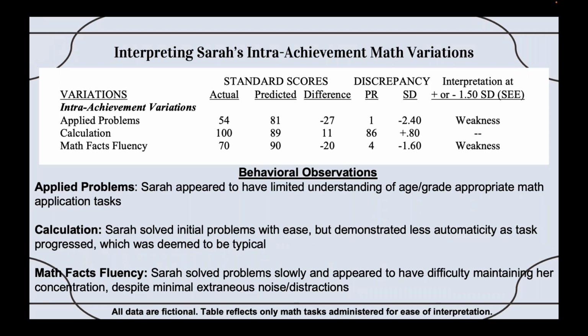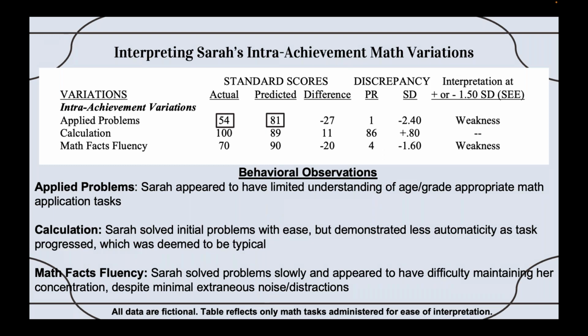So when we take a look here, we can see that this table of intra-achievement variations looks completely different from the normal table of scores that we would see towards the beginning of a score report when we use Riverside Score. I'm going to walk you through how to interpret some of these scores. If we look under standard scores, you'll see that we have 3 types of standard scores available. We have the actual standard score for Sarah, and if we look at applied problems, her actual standard score for that test was 54. That's the obtained standard score for Sarah on that test. We then see that the predicted score is 81.